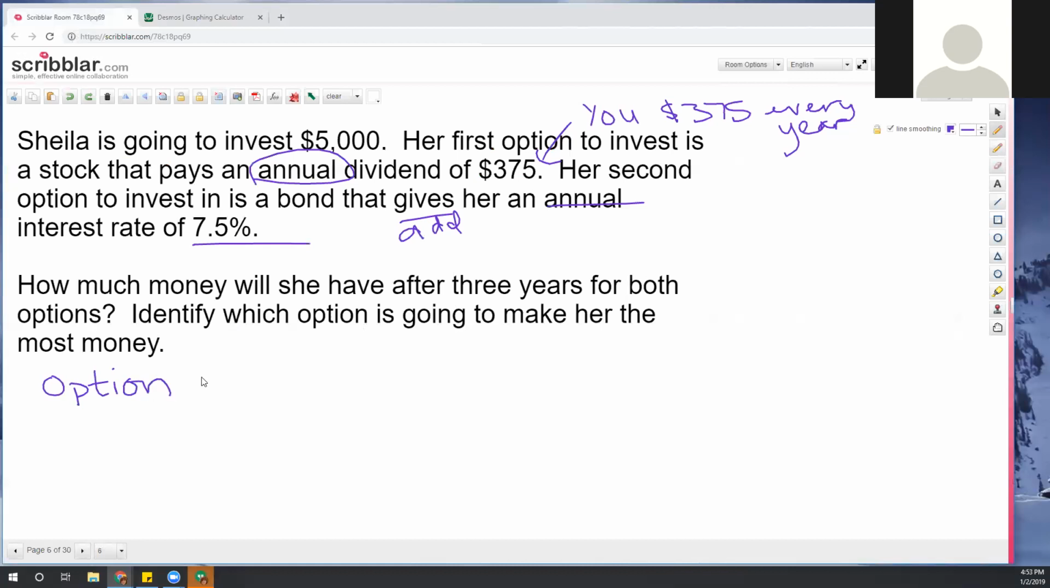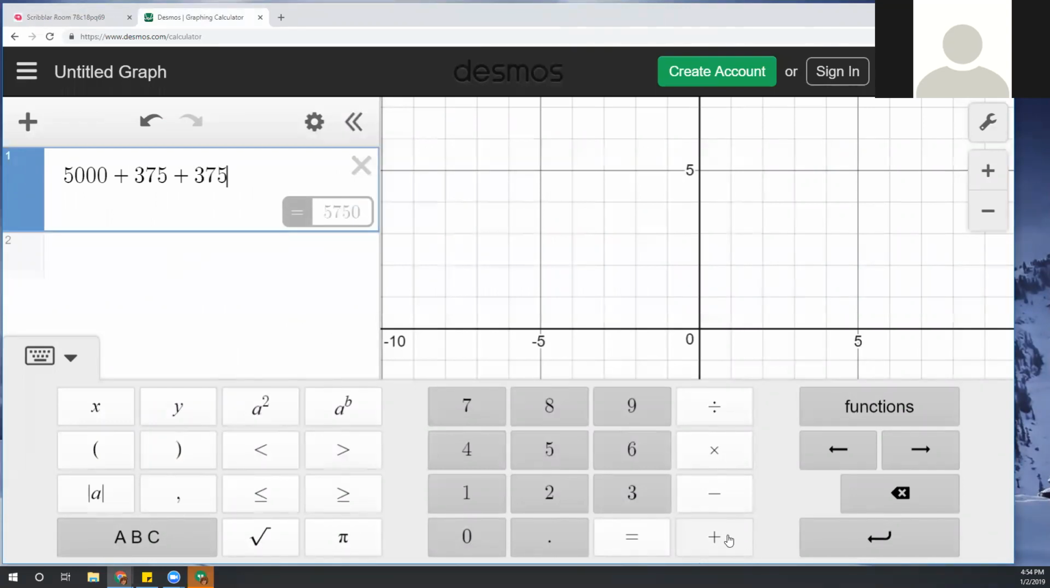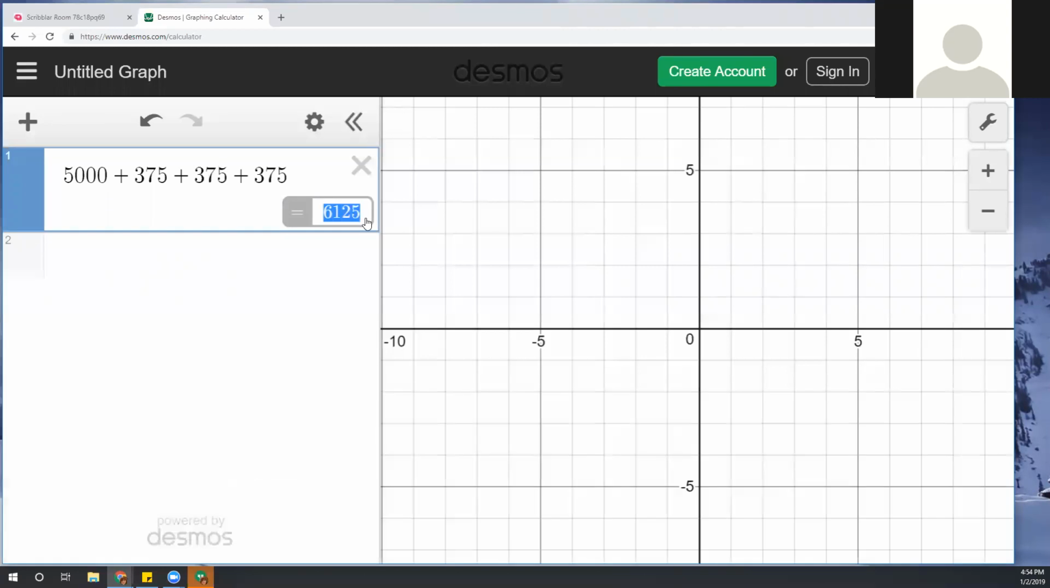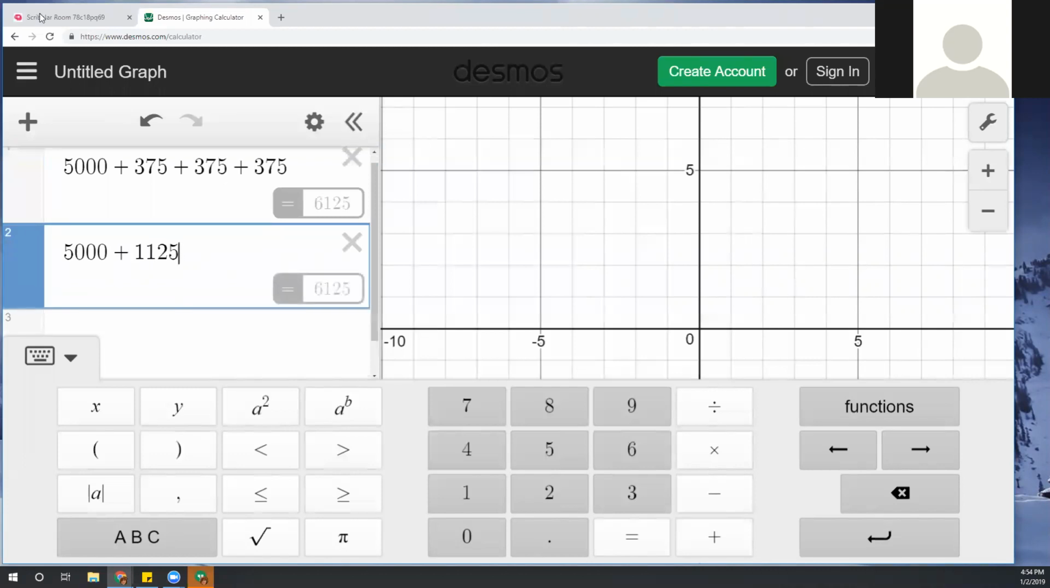So option 1 is easier to calculate. She starts with $5,000 and just gets $375 every year for 3 years. So we just need to add the 375 3 times. Again, you could do that by hand if you want to. It's easier to just go over to the calculator. 375 plus 375 plus 375 is 1,125. And then you also add that to the 5,000. You still have your initial amount of 5,000. So total is 6,125. You have to do the 5,000 plus the 1,125.